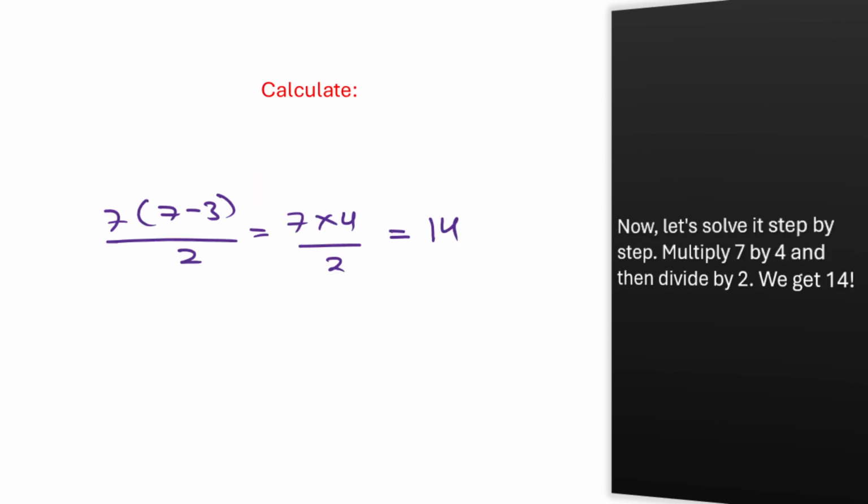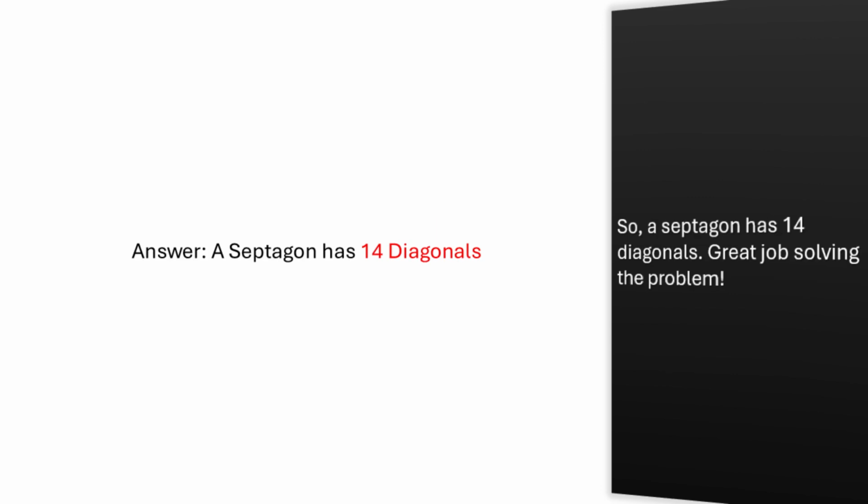Now let's solve it step by step. Multiply 7 by 4 and then divide by 2. We get 14. So a septagon has 14 diagonals. Great job solving the problem.